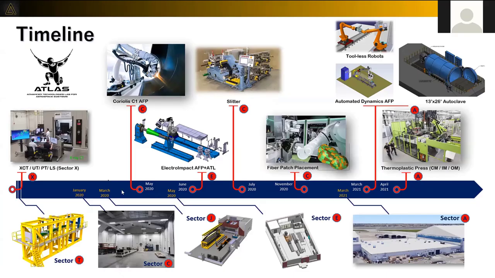Just a very quick overview of Atlas. We're in the process of setting up advanced manufacturing capabilities where we can build something the size of a 737 fuselage using automated fiber placement technologies. You can see some of the same technologies that Airbus and Boeing use, like the Coriolis and Electro Impact. One of our locations next year will be, we already located, one of our locations across from Spirit AeroSystems in Wichita, but some of this manufacturing work will be housed really next door to Spirit AeroSystems.